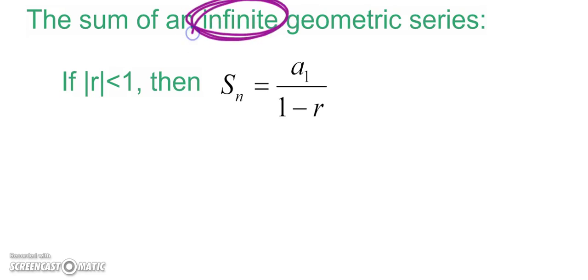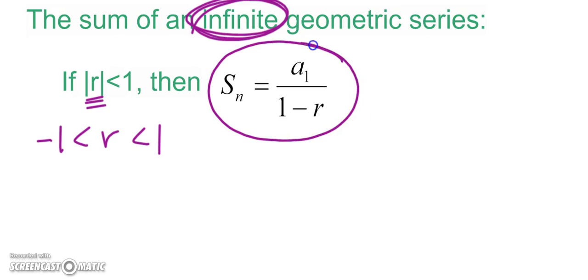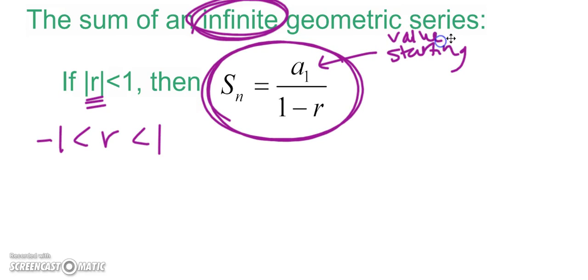The infinite geometric series depends on what your ratio is. So we say if the absolute value of r is less than 1, which means negative 1 is less than r is less than 1, then our sum is equal to this. a sub 1 is still your starting value, and r is still your common ratio.